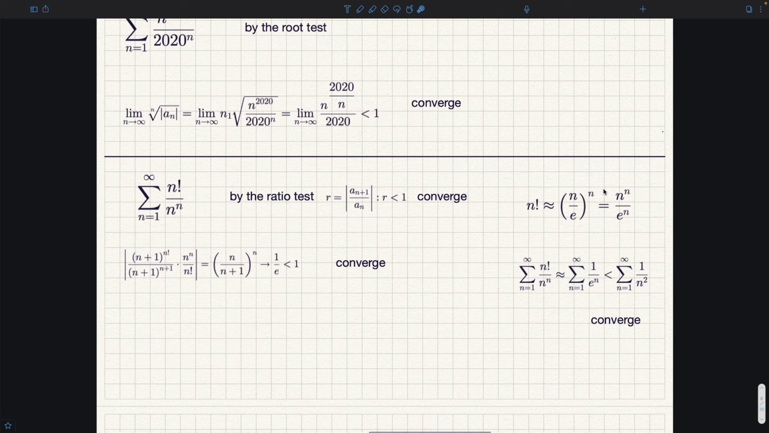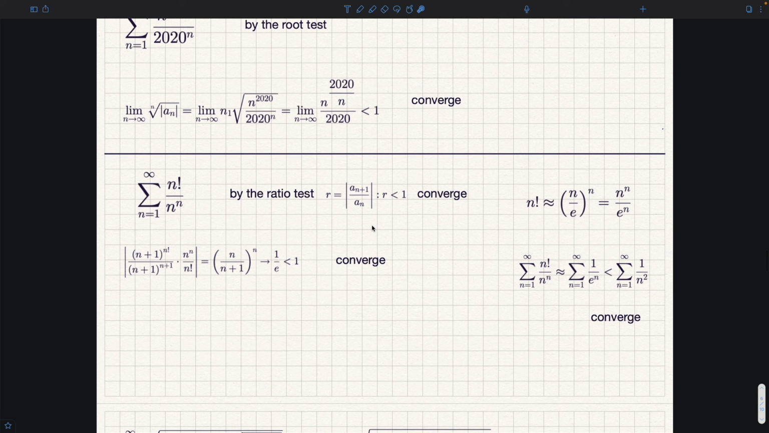We know that n factorial is approximately n to the power of n divided by e to the power of n. So if we approximate this, we can approximate that n factorial divided by n to the power of n is approximately 1 divided by e to the power of n, which is less than 1 divided by n squared, which also converges. So this is another method.